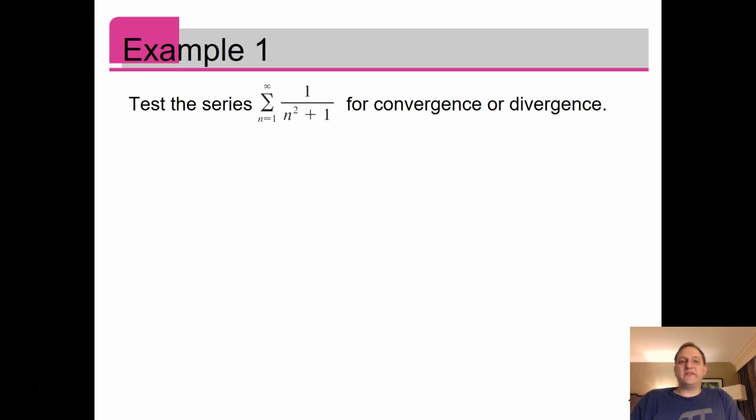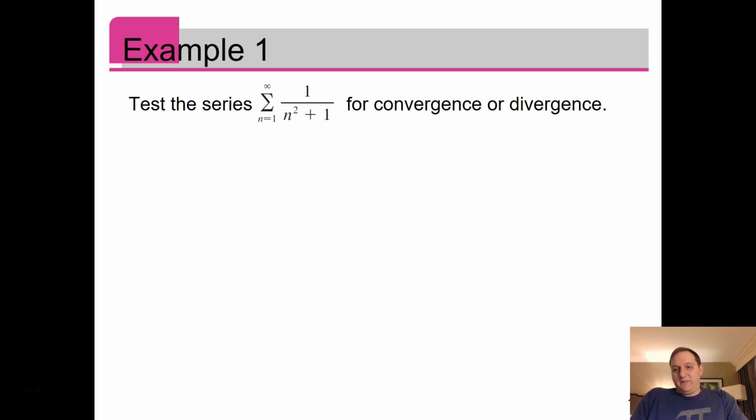All right, so let's take a look at this example. We're going to look at the series from n equals 1 to infinity of 1 over n squared plus 1 for convergence or divergence, and we're going to use the integral test for this one. Basically we say, if I replace n with x, so I have 1 over x squared plus 1, is it continuous? Yes, it is continuous from 1 to infinity. It's actually continuous everywhere. Is it positive? Yes, it is always positive. The denominator is always positive, so we're good.